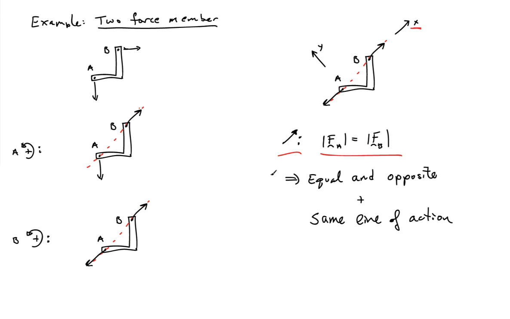So I end up with this very general relationship here that when you apply only two forces to a body, they have to be equal and opposite and have the same line of action. So this is a fact that can be used to simplify a lot of analysis when you're looking at bodies that have only two forces acting on them.